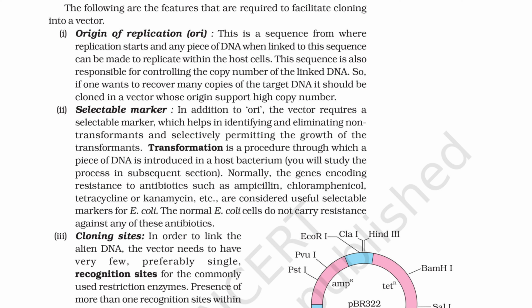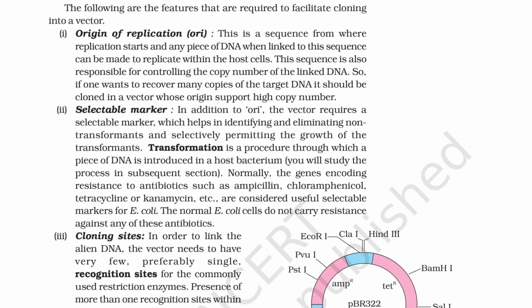2. Selectable marker. In addition to ORI, the vector requires a selectable marker, which helps in identifying and eliminating non-transformants and selectively permitting the growth of the transformants. Transformation is a procedure through which a piece of DNA is introduced in a host bacterium. You will study the process in a subsequent section.